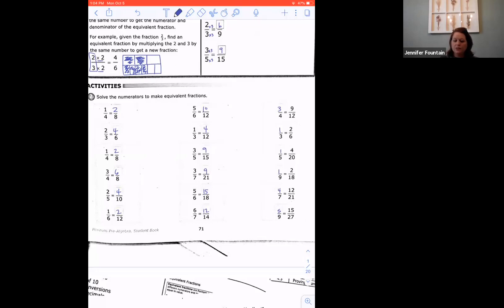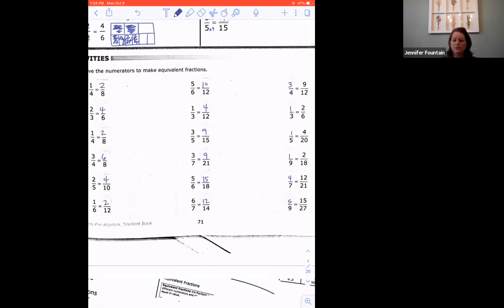So I've got the answers if you want to look up and check yours. And if you have any questions on something, let me know. Were there any of these that you had trouble with? Any questions?